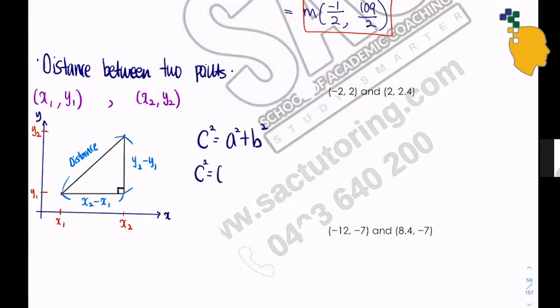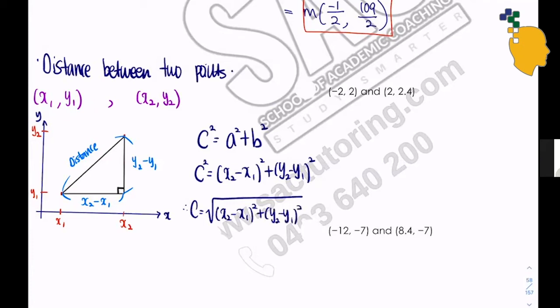A is the length on the bottom, which is x2 minus x1. B will be the vertical length, which is y2 minus y1. So we can write our formula using Pythagoras Theorem. C squared is x2 minus x1 squared plus y2 minus y1 squared. And all you have to do to get rid of that square on top of c, you just have to put a square root over the other side. So we have the distance formula here, square root of x2 minus x1 squared plus y2 minus y1 squared.